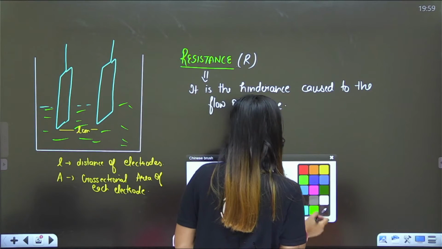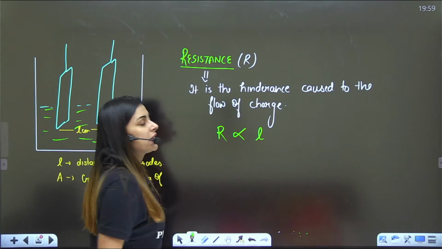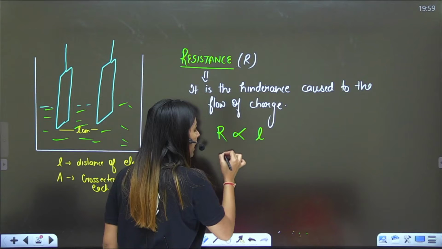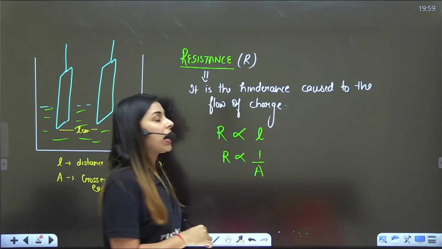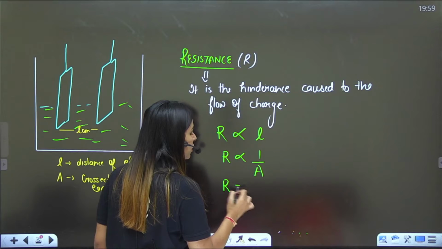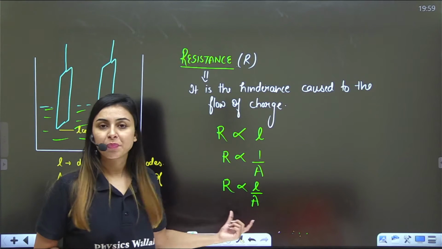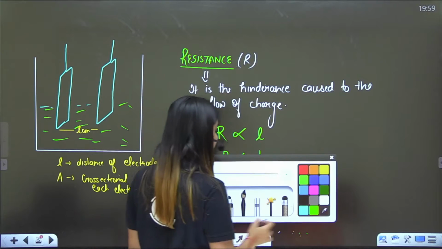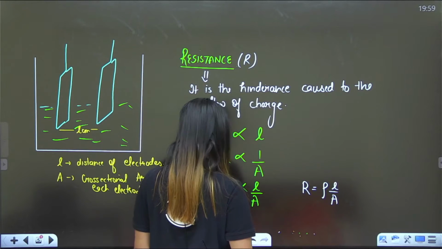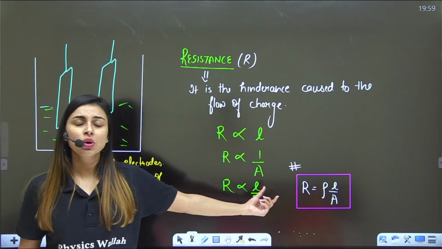So now, my dear students, if you remember, R, that is your resistance, is directly proportional to the distance between the electrodes. And your R is inversely proportional to the area of cross section of electrodes, right? Yes. So we can say that when we add these two, R is directly proportional to L upon A. And when we remove this proportionality, we add a proportionality constant, so R is equal to rho L upon A. So this is the required expression, and I don't think you have any issue in deriving it.